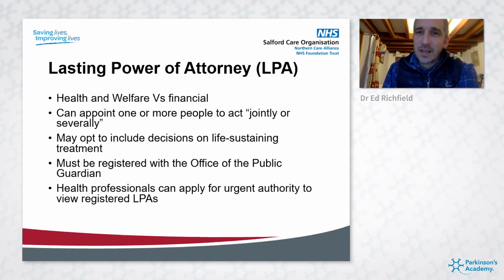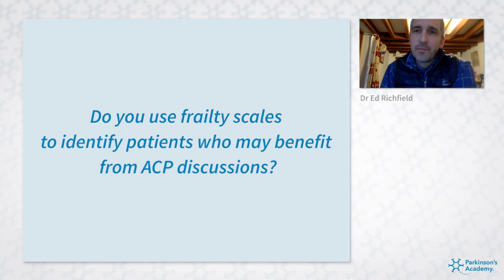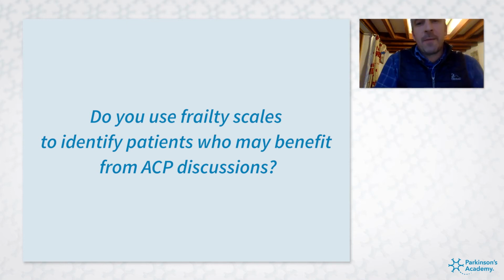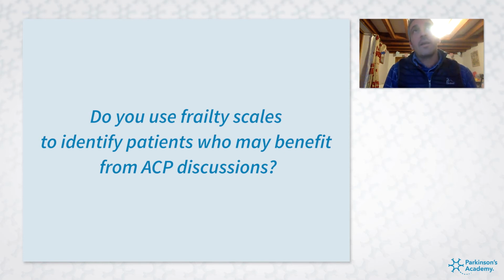So there's a couple of questions. Well, there's one actually, but I've written some down. Do you use frailty scales to identify patients who may benefit from ACP discussions? I don't, to be honest. Frailty scores specifically is interesting, isn't it? I haven't seen a lot about frailty scores in PD, and it's a conversation we've had at work in terms of whether it's an area to look at.